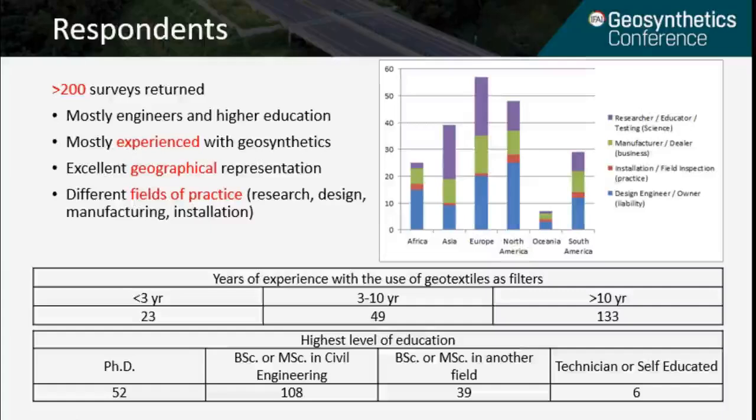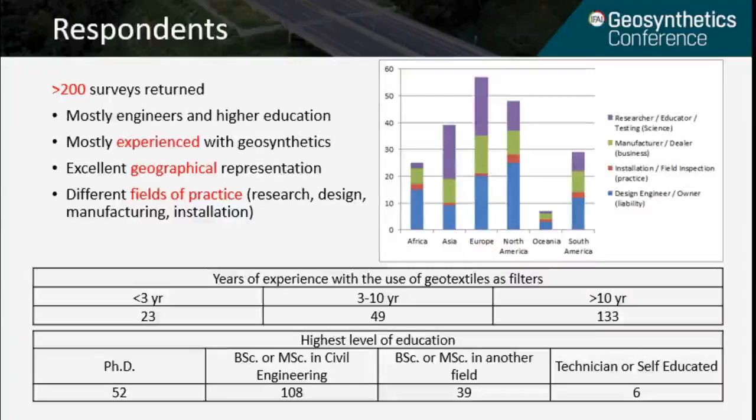Eventually what we had was 200 returns. Most of these people, because of who we sent the survey to, were experienced with geosynthetics. And what we were happy with was a geographical representation. As you can see, we had a very broad distribution of representatives around the world, with people from Africa, Asia, Europe, North America, Oceania, South America.